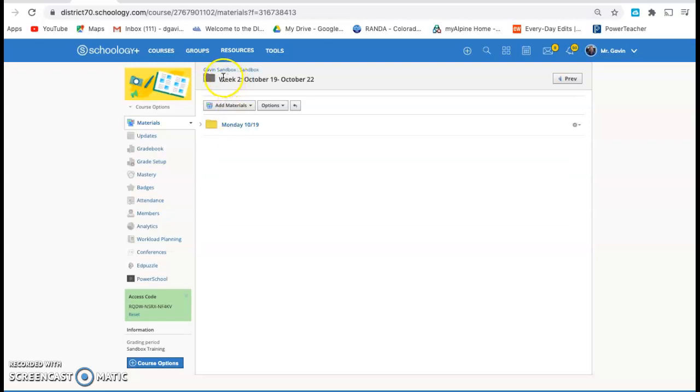Make sure we're on that week 2 folder. Once again, I know this is just my practice course, but make sure you are on your particular hour for language arts. When you get to the week 2 folder, the dates October 19th through October 22nd, go ahead and click on Monday 10/19.